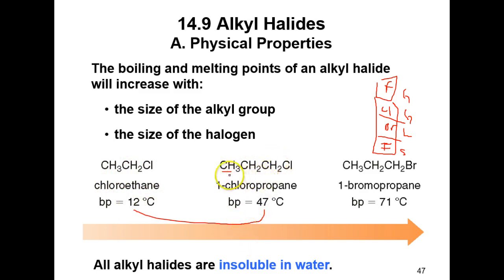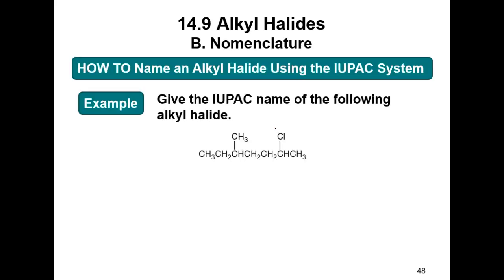Now, look at the same compounds. I have chloropropane and bromopropane. So I go from a chlorine to a bromine, which is much larger, and I'm adding about 25 degrees of boiling point. So this is an example of proving this: larger alkyl groups, higher boiling points and melting points, and larger halogens, higher boiling points and melting points. But they are all completely insoluble in water. It doesn't matter if you have one carbon or 1,000 carbons.